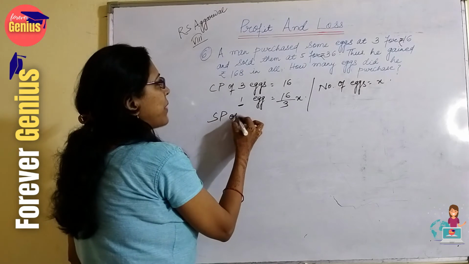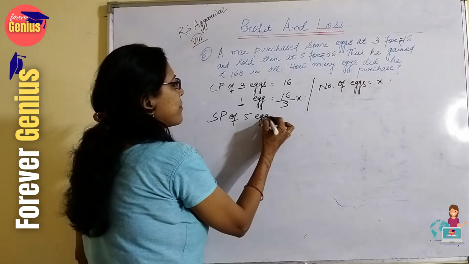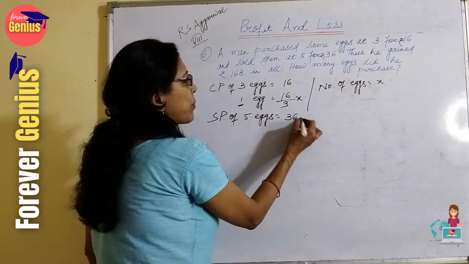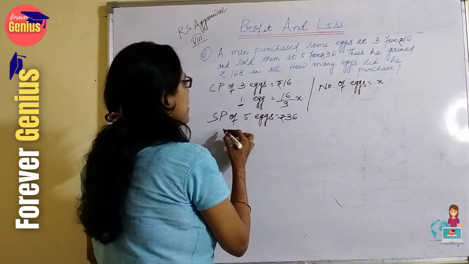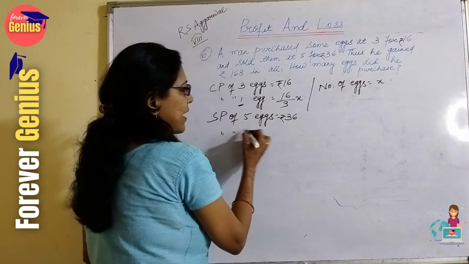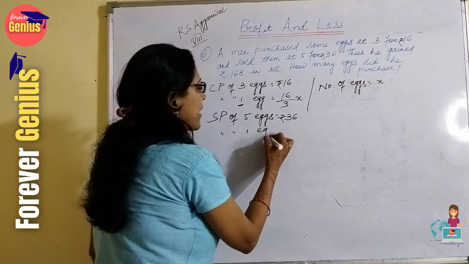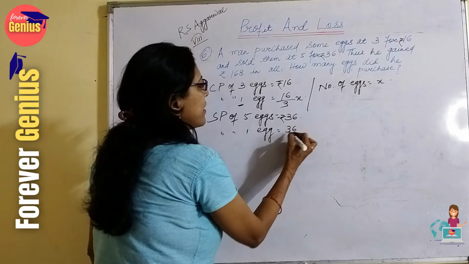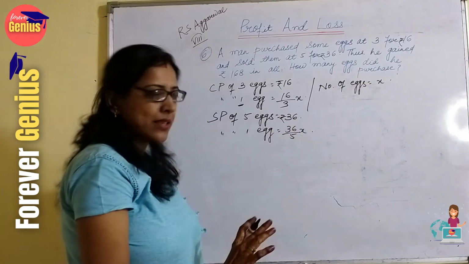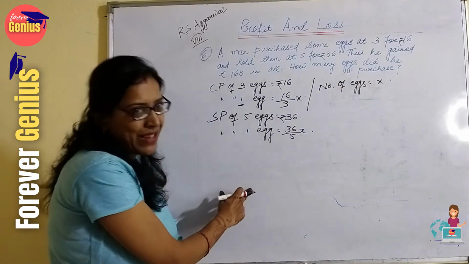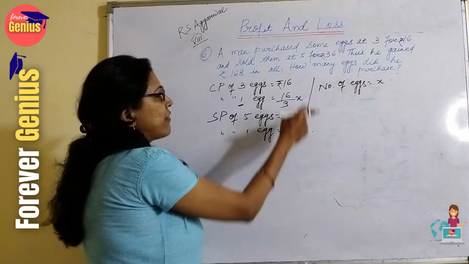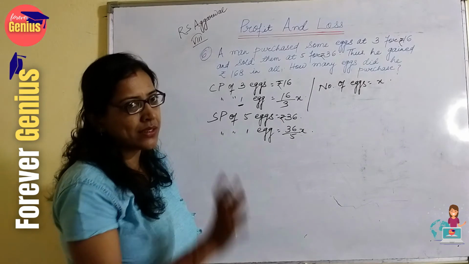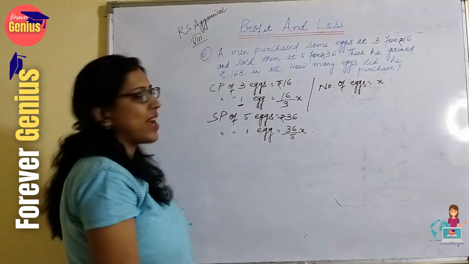Similarly, selling price of 5 eggs is equal to 36 rupees. So here also, if I find the selling price of 1 egg and I multiply with the number of eggs purchased, I can find the overall gain or loss in this particular transaction.